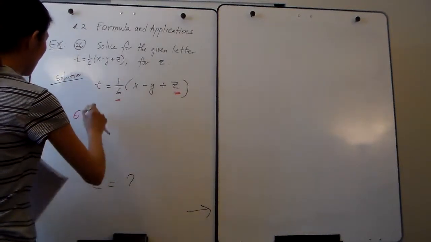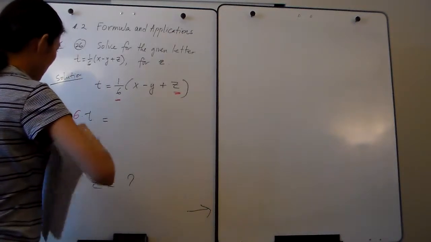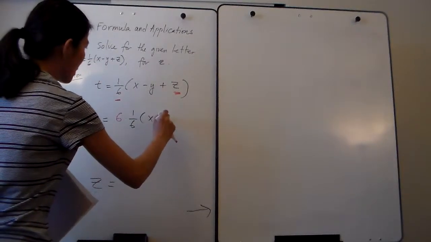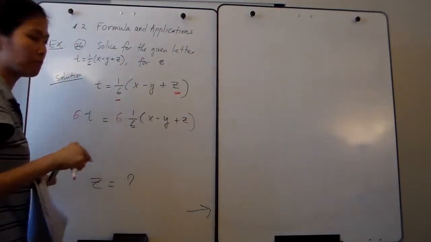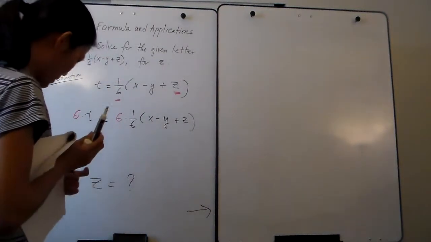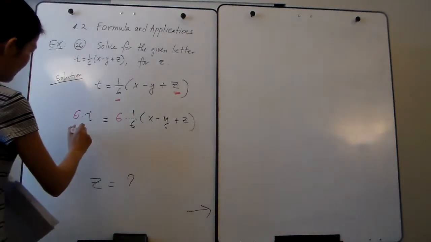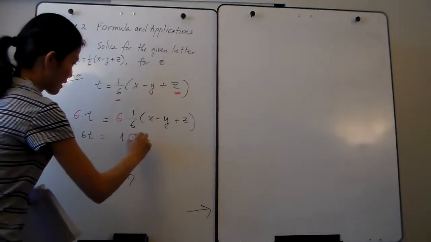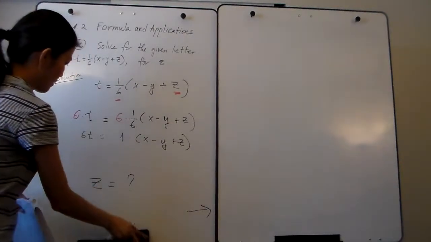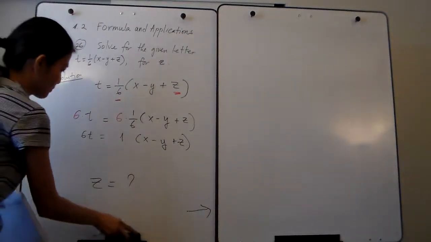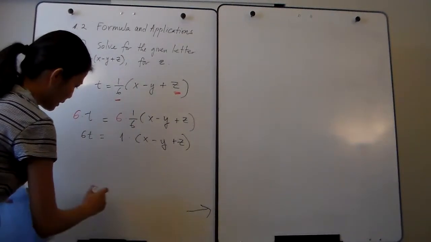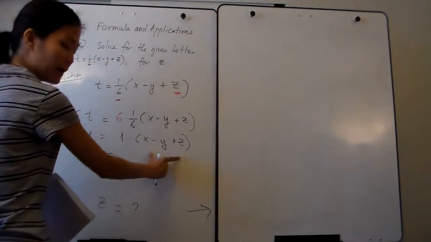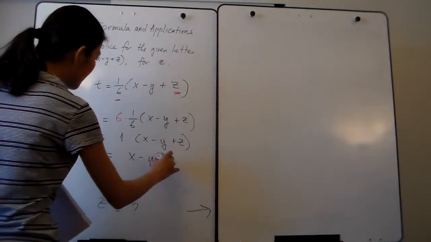6 times t equals 6 times 1/6 times (x minus y plus z). Okay? So let's see. We have 6 times t is 6t equals 6 times 1/6 is 1. 1 times (x minus y plus z). Remember, I'm going to solve for z, so I put it near the end. So 6t again. 1 times any number is that number, which is x minus y plus z.